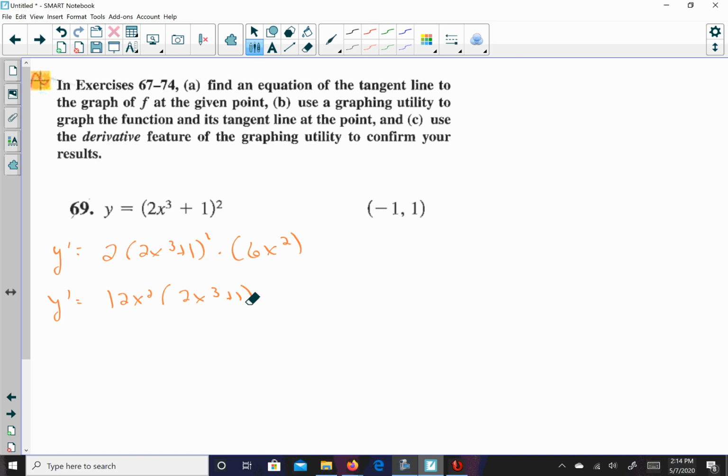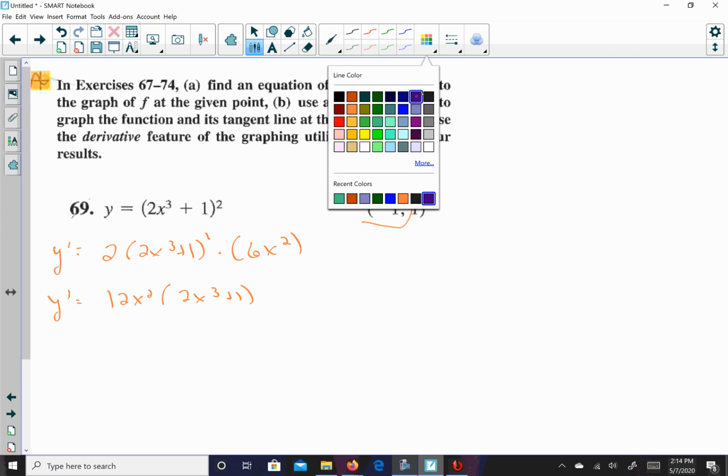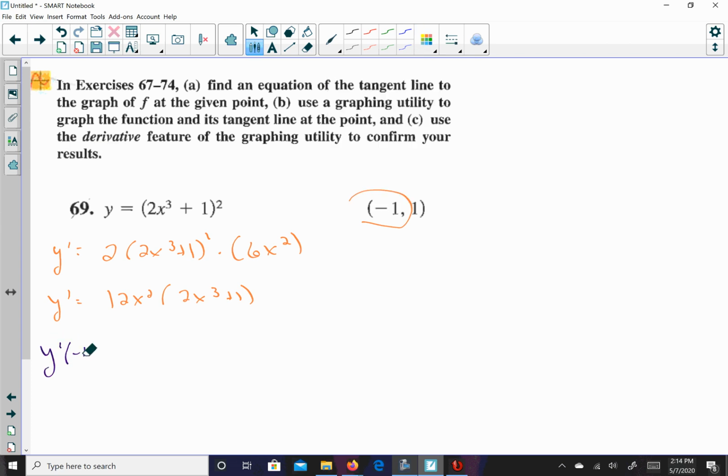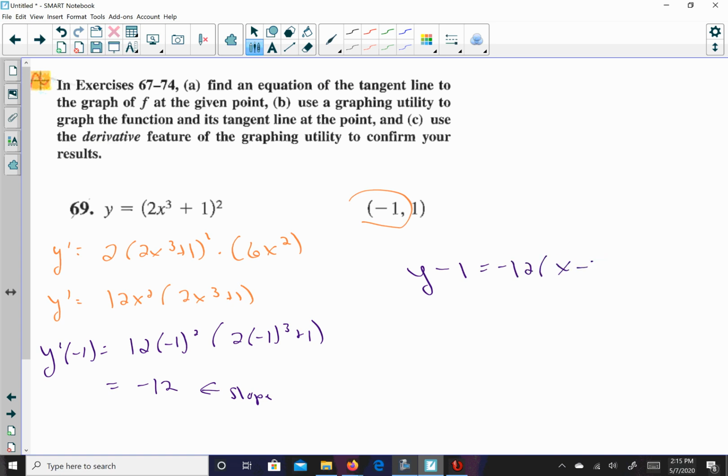So that's my derivative. In order to write the tangent line, I need to find the derivative at this point. So I'm going to substitute in that negative 1. When I take the derivative at negative 1, I'm going to have 12 times negative 1 squared times 2 times negative 1 to the third plus 1. When I do all that, I get negative 12 for my answer. Remember, that's my slope. Now when I go to write this in slope-intercept form, I'm going to do y minus my y value, which is 1, is equal to my slope times x minus my x value. So when I write all this, I'm going to get negative 12x minus 11. And that's my tangent line.